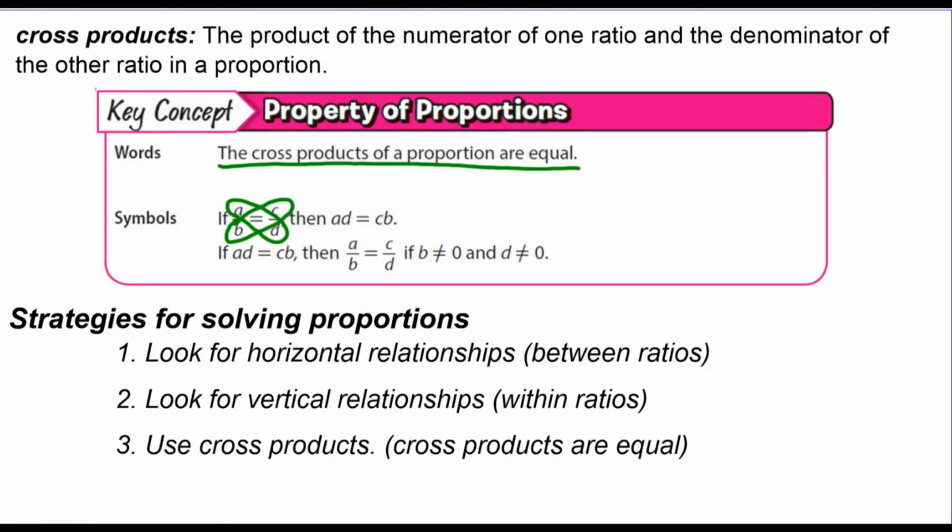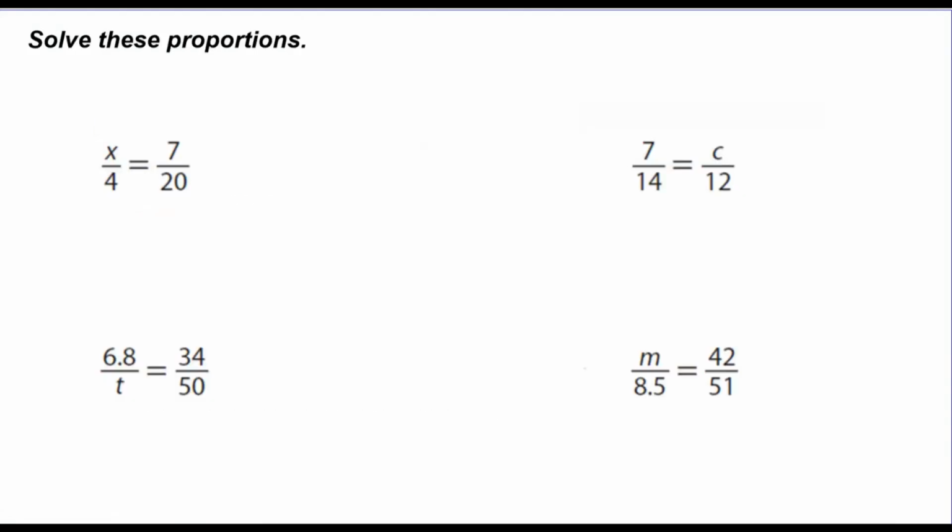We're going to either look for horizontal relationships between the ratios, vertical relationships within the ratios, or cross products. Use the cross products and the fact that the cross products are equal to help us solve the proportion. So let's apply that to these 4 proportions here. Which strategy would you use to solve them?